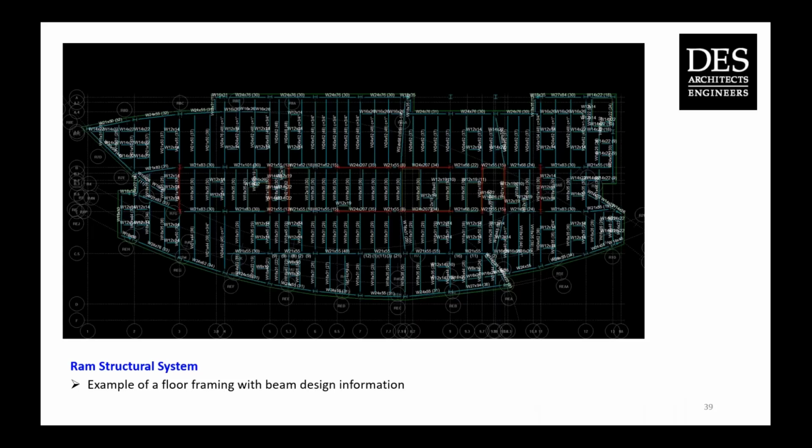So in our office, we use RAM for the design of our structural steel building. And here's a snapshot from the RAM software that we use, which gives the beam sizes, stud counts, and beam cambers. These three properties are what we use as engineers and what we need to produce in our production drawings.